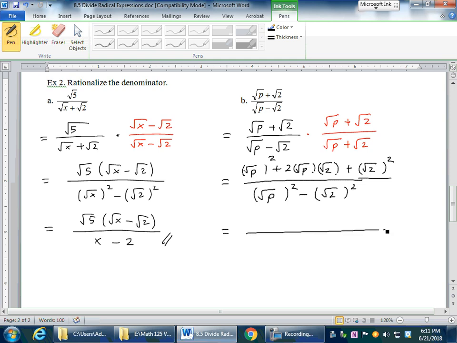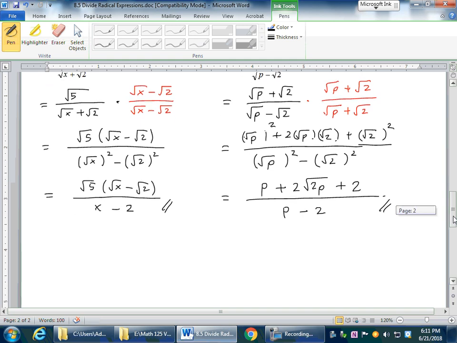So now this will become square root of p squared, so that will become p in the numerator, plus 2 times square root of p times square root of 2. Since they have the same index, I can multiply the radicands together, which will become square root of 2p, plus square root of 2 squared. Square and square root cancel out, so it will become 2. In the denominator will be p minus 2. That will be my final answer.